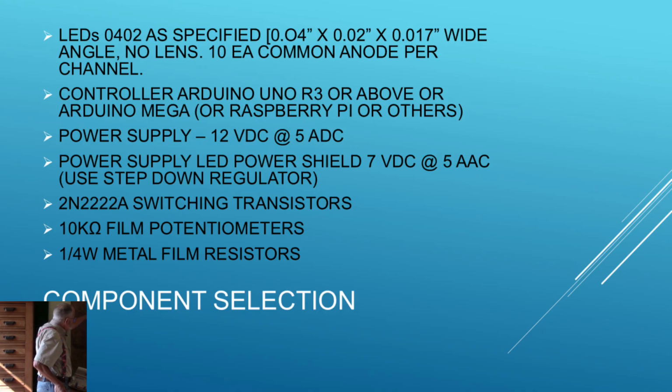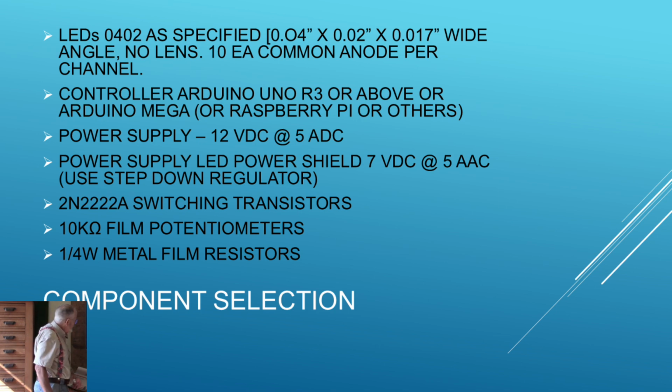And we'll call this an LED power shield, 7 volts at 5 amps. And we have a little step-down regulator here to take care of that. All the switching transistors, there's high-speed switching, so we're using 2222As, little switching transistors. The potentiometers for setting the brightness are 10K film potentiometers, and everything is quarter-watt metal film resistors.